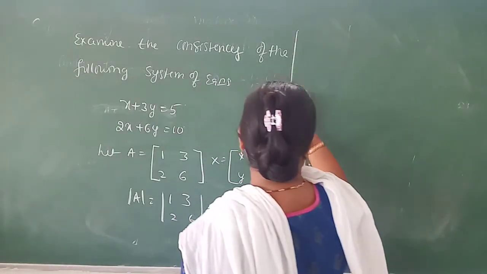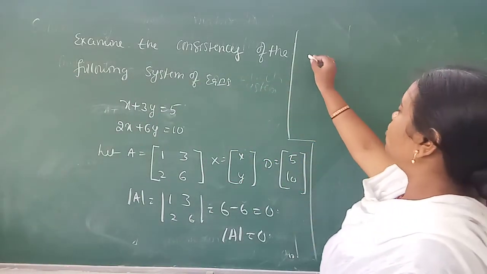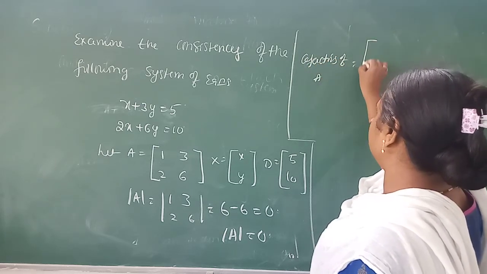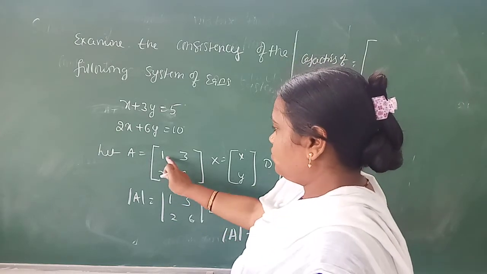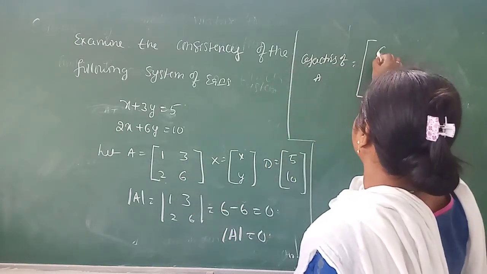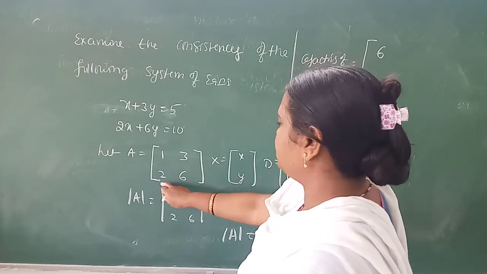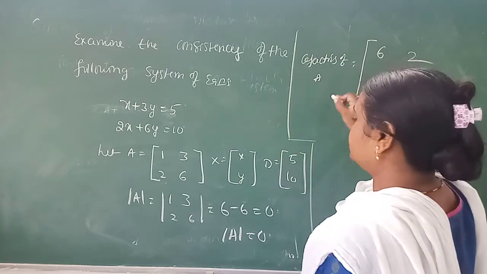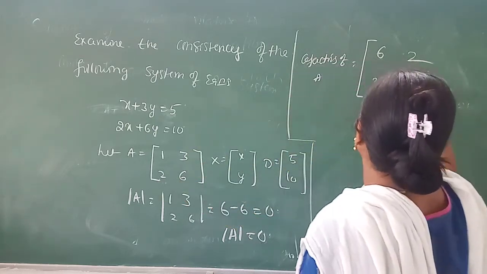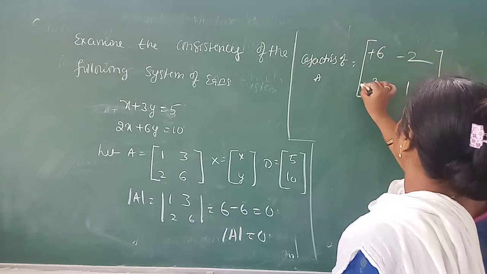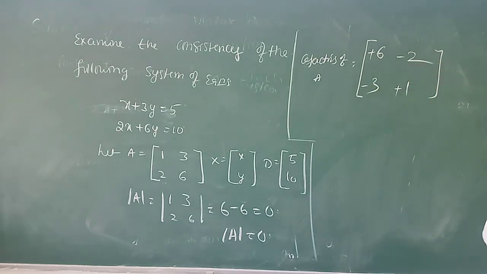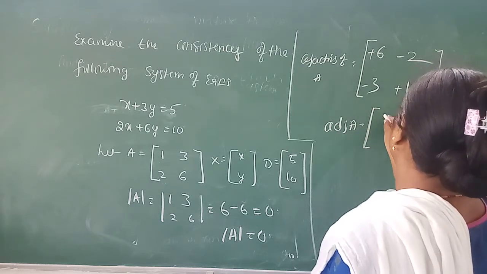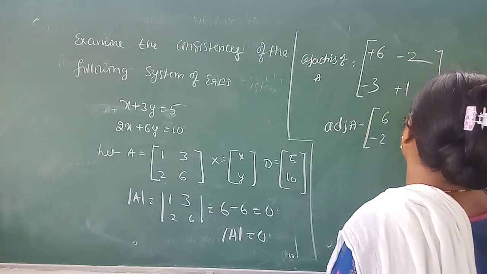Means again we have to verify the condition, that is cofactors of A. Calculate. For 1, leave the row, leave the column, we get 6. For 3 we get 2. For 2 we get 3. For 6 we get 1. Apply plus, minus, minus, plus. Next, adjoint A is the transpose of this matrix: 6, minus 2, minus 3, 1.